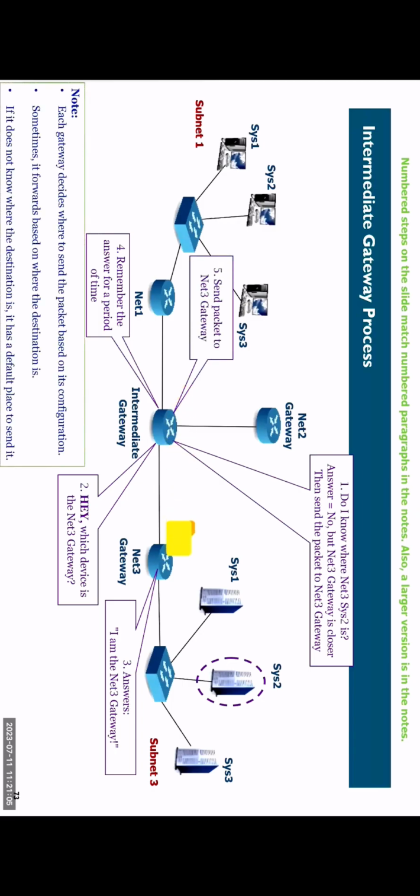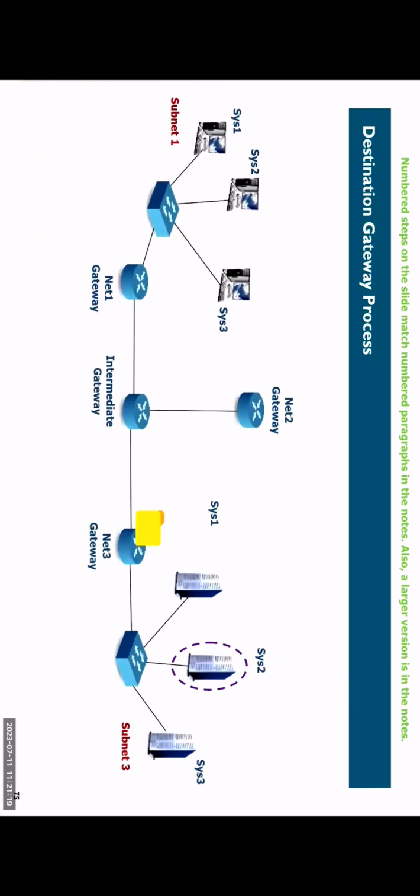Now network 3's gateway receives this and says, oh yeah, based on that address, I know where that goes. That goes to system 2 on my network.